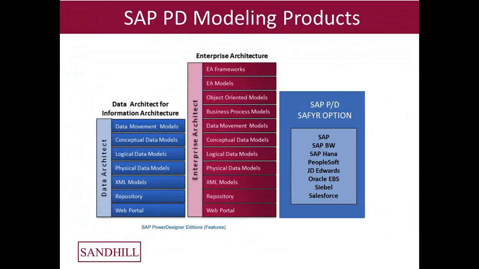So obviously, we'll be using the SAP PowerDesigner Enterprise Architect Edition. You may not have that edition. You may only have the Data Architect Edition. This slide shows you the differences of the two, and there's also a Sapphire PowerDesigner option, which will allow you to bring in the metadata from SAP, SAP BW, HANA, PeopleSoft, JD Edwards, Oracle EBS, Siebel, or Salesforce. So if there's any interest in that, you can certainly contact me. Go to the next slide, Jeff.